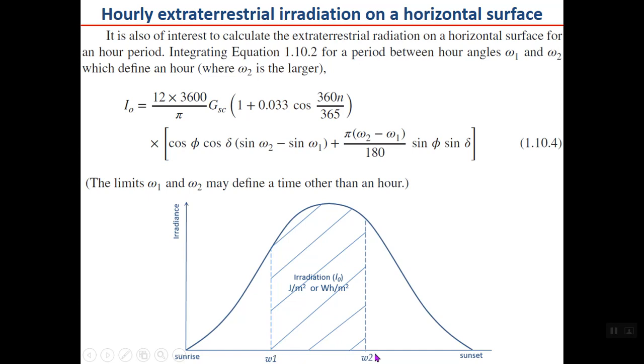Please note that the times should first be solar time, and next these should be converted to hour angle. We discussed how to convert the time from local time to solar time and from solar time to hour angle. So please note that omega 1 and omega 2 in this equation are hour angle, okay? And the name is I0. So I0 is the extraterrestrial irradiation on a horizontal surface, not from sunrise to sunset, but between two specified times.